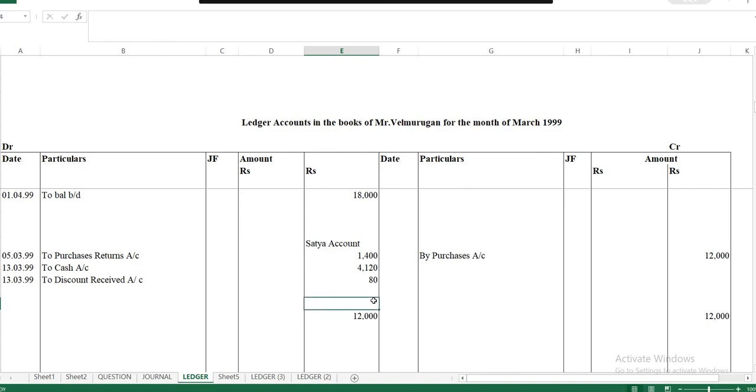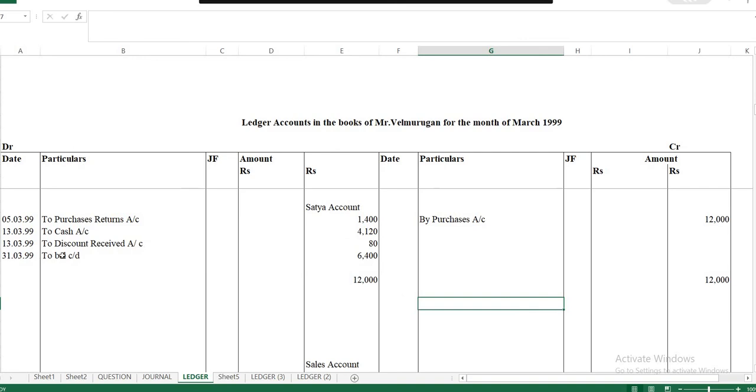So from the 12,000 you subtract the 5,600. How much will it come? Just see, 6,400 is coming for me. So you mention 6,400, and this amount is known as to balance carried on. Just mention it like this on 31st March, within lines.